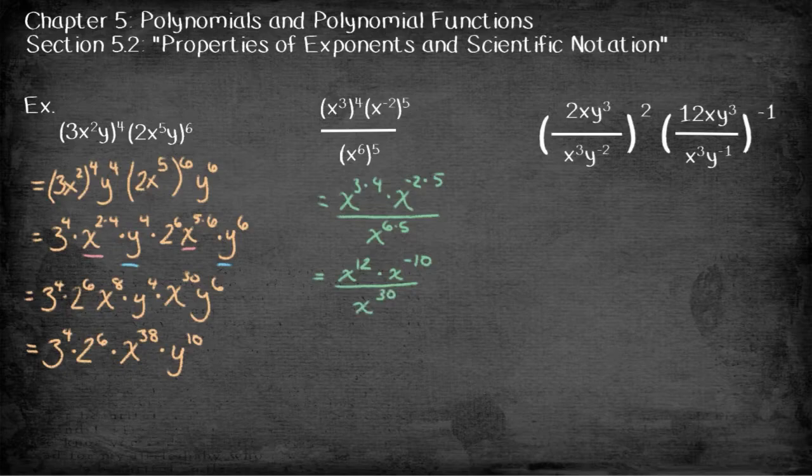And now we are going to be adding and subtracting our exponents. So upstairs, I'm multiplying x to the 12th and x to the negative 10 together. So I would add 12 and negative 10. And then downstairs, I have x to the 30, so I have to subtract 30. So all told, I have x to the negative 28. All right, last one.